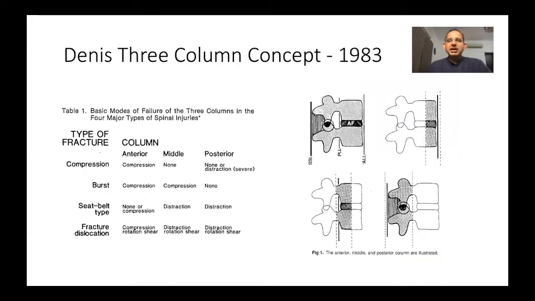Denis, in 1983, modified the two-column concept into the three-column concept, and he gave the basic modes of failure of the three columns, and based on that devised four major types of spinal injuries: the compression injuries, the burst injuries, the seat belt varieties, what later came to be known as the flexion distraction injuries, and the fracture dislocation injuries. And depending upon the column involvement, he gave these nine varieties.